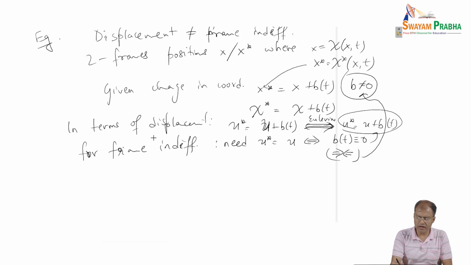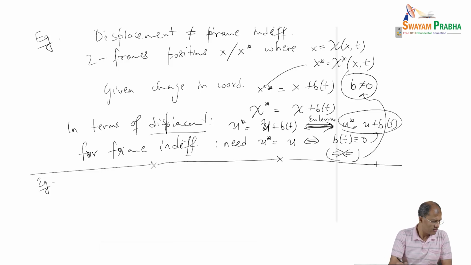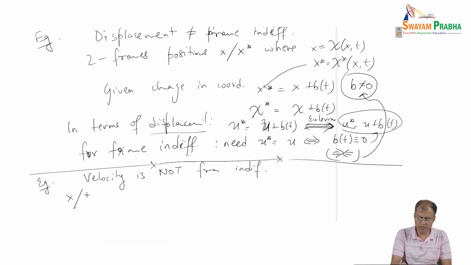So which means that the displacement is not frame indifferent. Certainly our constitutive relationship cannot include purely displacement. Similarly, I can show that velocity is not frame indifferent. How is that? Because again we use two frames of reference, x and x star.